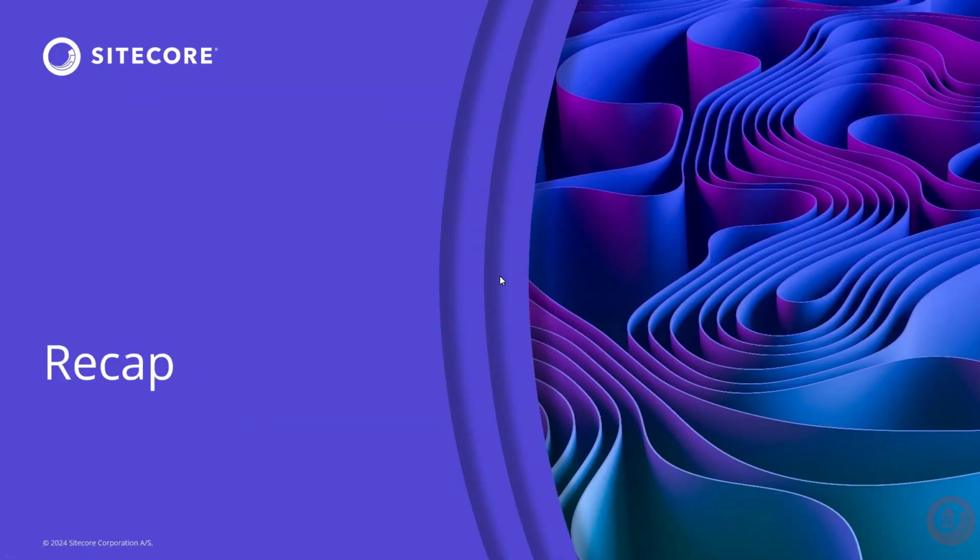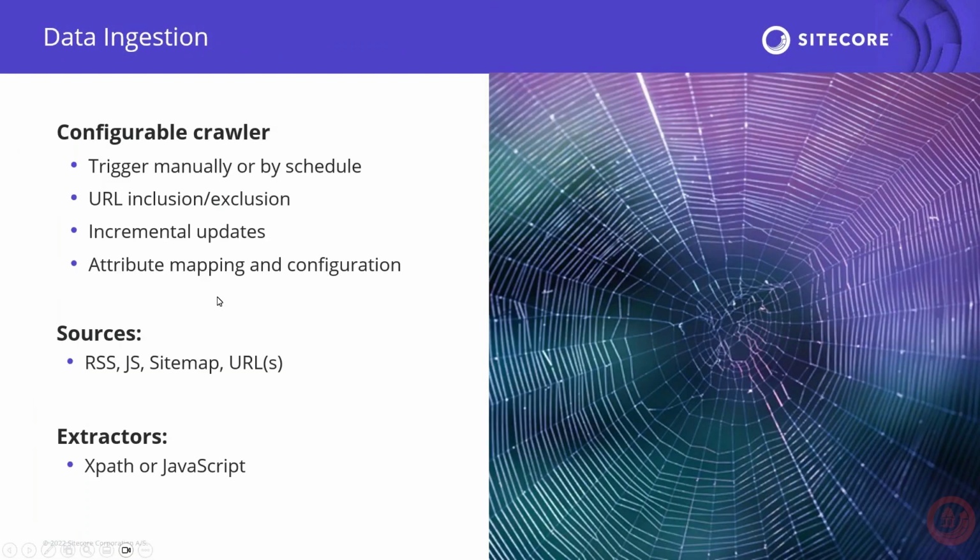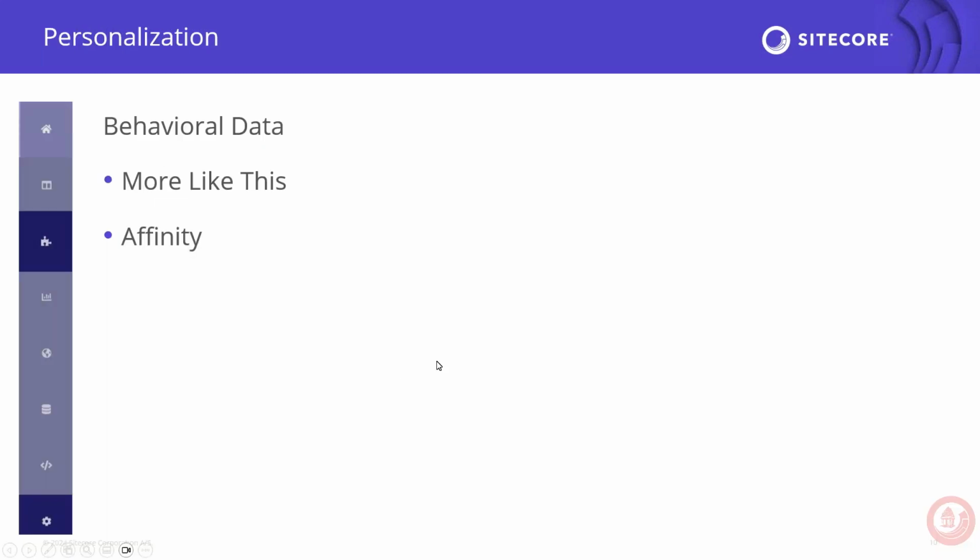Just a bit of recap, what we literally looked into today is the CEC, looked at analytics, sources, API, and administration. How we are doing that. We looked into different sources, like how we can create sources and extract the data from different websites, for example, or different APIs into Sitecore search, and how we can configure those crawlers. And once we have that data, for the personalization, we looked into how we can start personalizing the results, whether it's more like this or it's based on affinity.